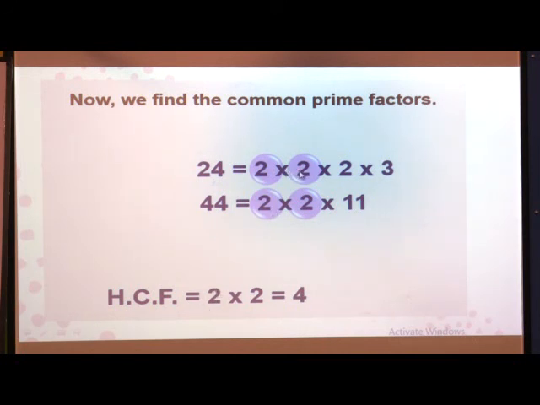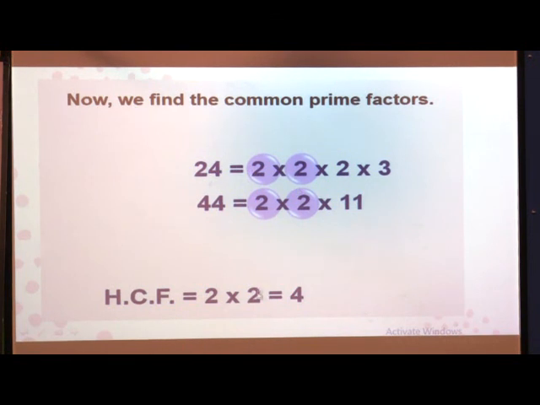And again we have a common 2 in 24 and 44. We will take these also as only one 2. Here we have 1 common 2 and here we have 1 common 2. So, 2 into 2 is 4. So, we find the HCF in this way.